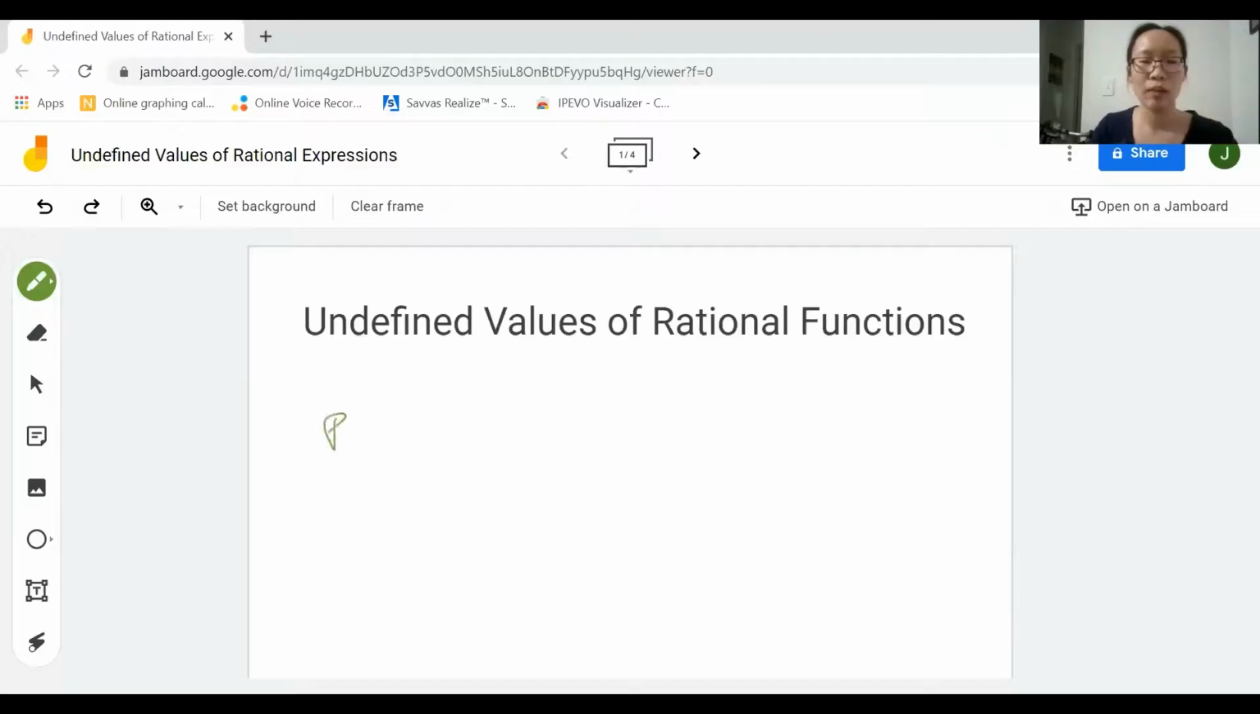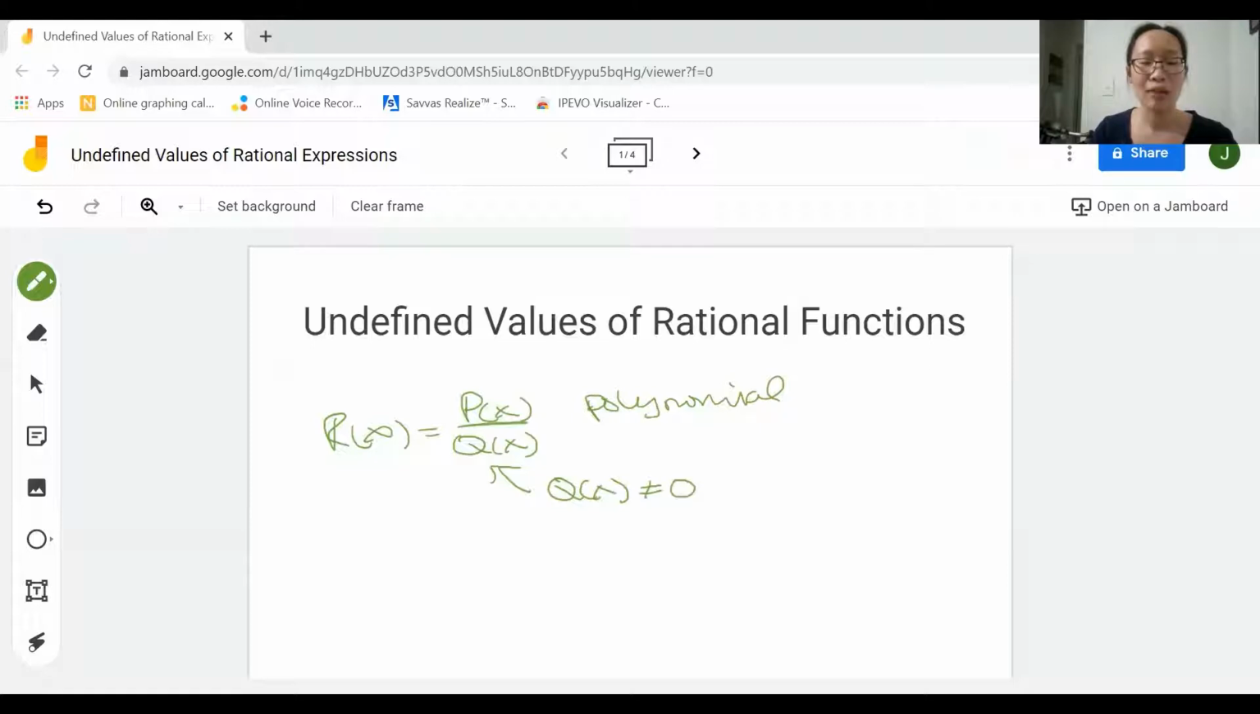Hi, I'm Ms. Cho, and in this video, we'll talk about how to find undefined values of rational functions. When we talk about rational functions, they take the form r of x is equal to p of x over q of x. In other words, you have one polynomial divided by another. And the most important thing about this is your denominator cannot equal 0.